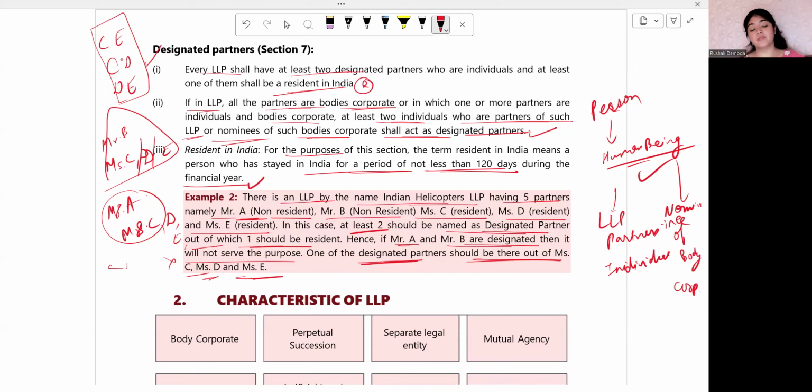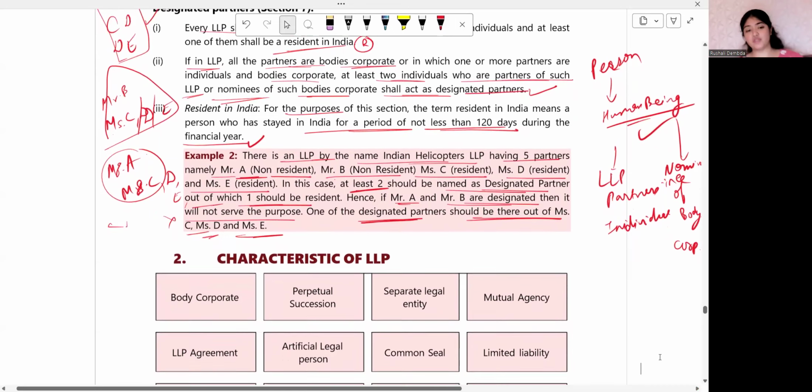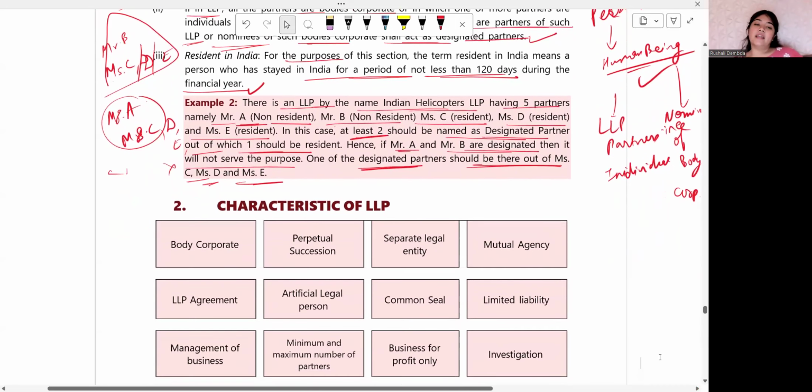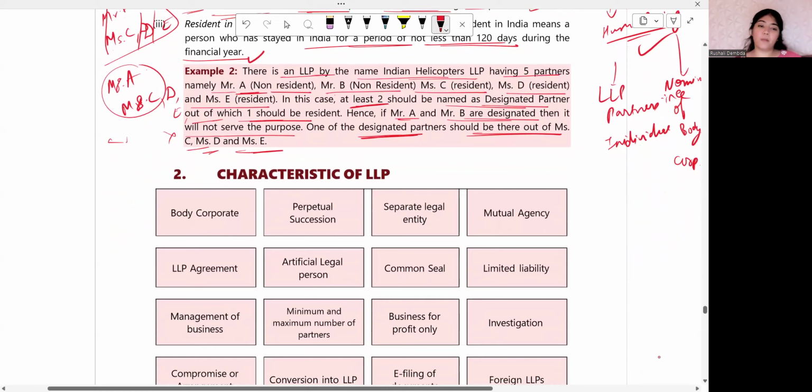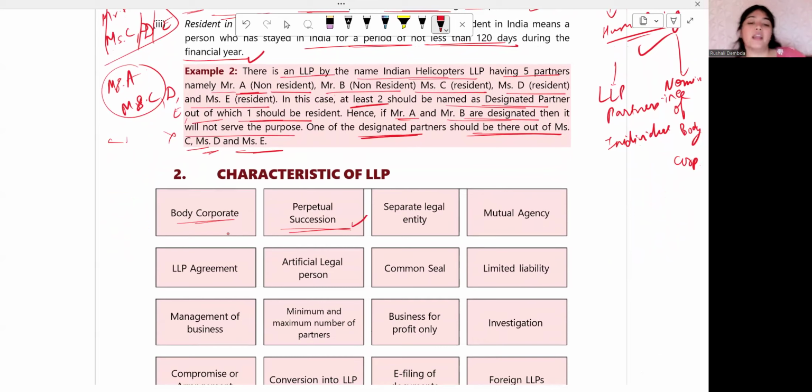Yes, ma'am. Let's see what are the characteristics of LLP. Essential elements and characteristics are something which they usually ask you in LLP type of questions. Now, LLP is a body corporate. We saw the definition of body corporate includes your LLP. Perpetual succession, that means the liability is limited. So even if the partners die, the LLP will not come to an end. Separate legal entity, we have seen that it has a separate legal entity.